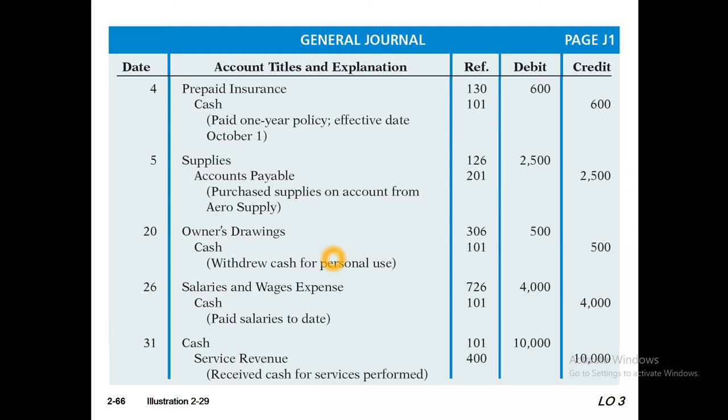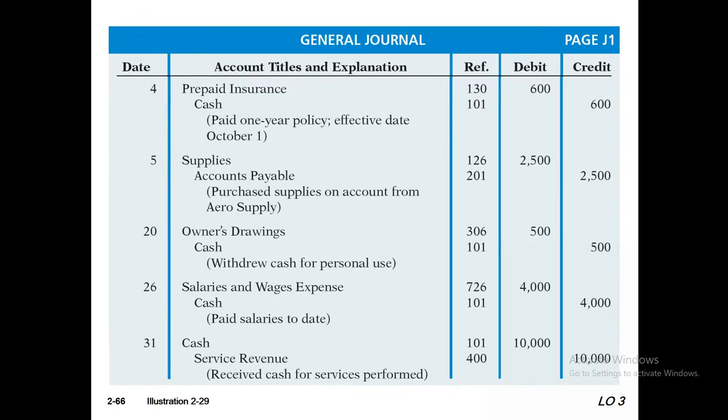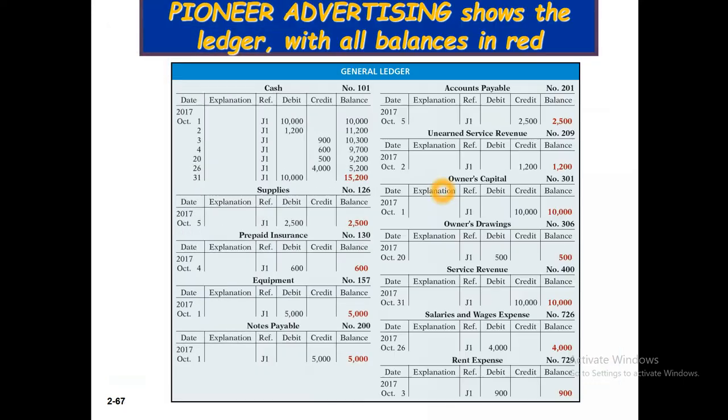Every transaction has debit and credit items. Suppose this is the cash, this is the debit, and the owner's capital, this is the credit. In every transaction you will get a debit and a credit. So by using the journal, now we need to transfer the journal to our ledger. Pioneer Advertising shows the ledger with all balances in red.